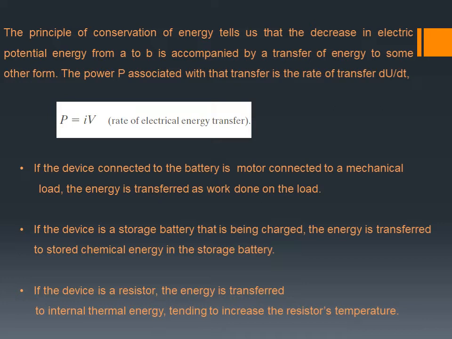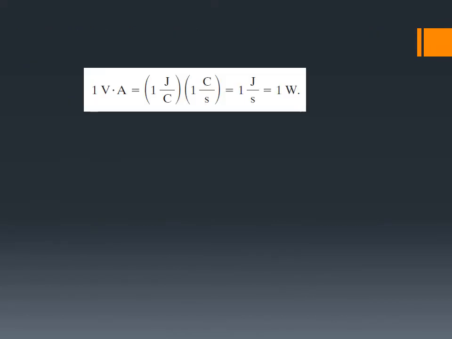So it means that this is the power associated with that electric potential energy, but that energy can appear in these three different forms, and that appearance depends upon what the device is. If the device is a motor, it will appear in one form. If the device is a storage battery, it will appear in another form. And if the device is a resistor, the energy will appear in another form. Okay, so the unit of power, as you see, is 1 volt ampere, because P is equal to IV.